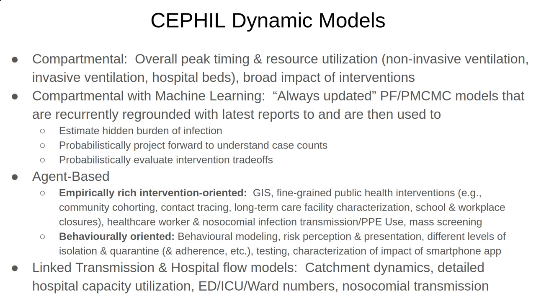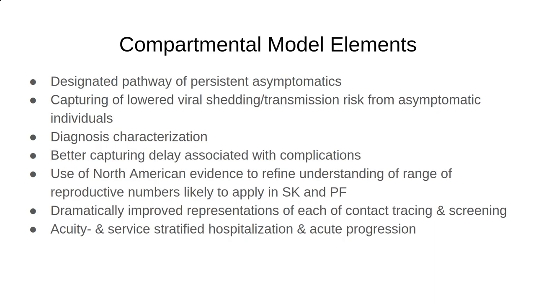These models allow us to probabilistically project forward to understand likely case counts in the near future and probabilistically evaluate intervention trade-offs in light of the current situation. In short, they turn the rather blunt instruments that compartmental models are in general, to sharpen them and use them to greatest effect in understanding it by regrounding them in observed empirical data. So within these compartmental models, I'm going to start with them. We represent a rather articulated depiction of the population.